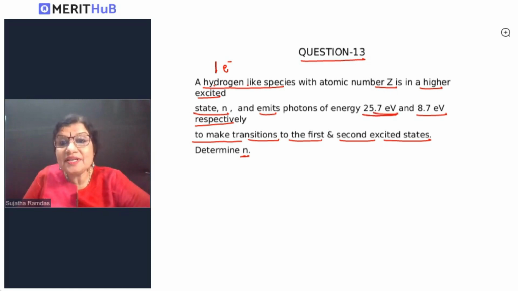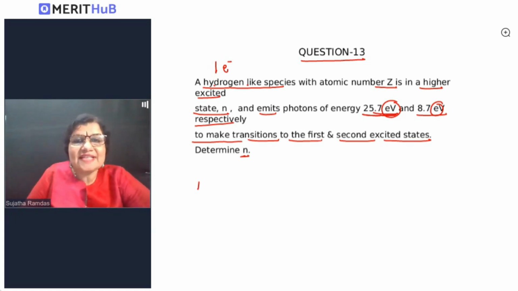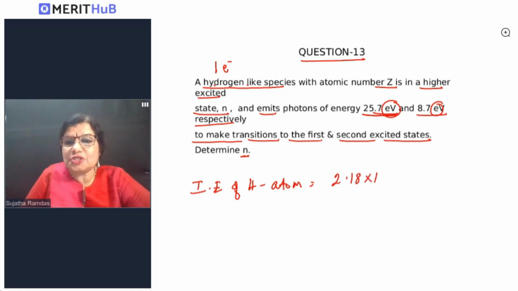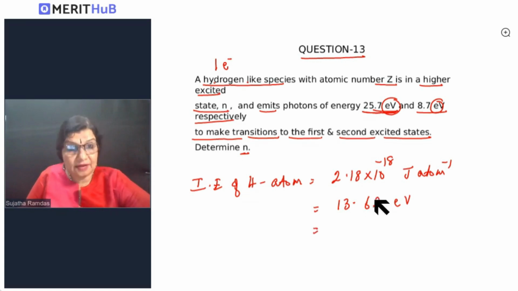Now, the energies are given in terms of electron volt. You have learned energies in terms of electron volt, kilojoules per mole, and joules per atom. Correct? And here, this formula involves ionization energy. You have learned ionization energy of hydrogen atom in terms of joules. What is that? 2.18 into 10 to the power of minus 18 joules per atom. In terms of electron volt, it is 13.62 electron volt. This is the value that you have to use in this calculation.